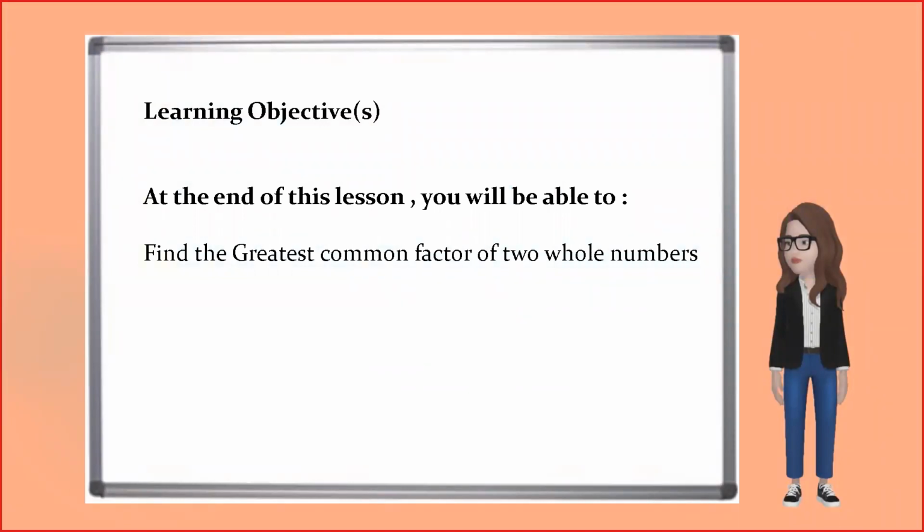Because inshallah, at the end of the lesson you will be able to find the greatest common factor of two whole numbers. As we did in lesson 3, I gave you two numbers and you found the least common multiple for them. In this lesson, I will give you two numbers, but you will find the greatest common factor of them.